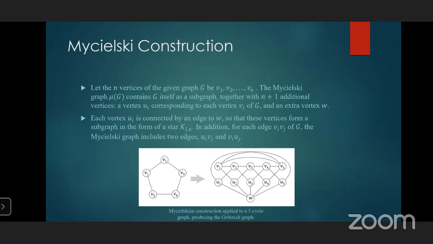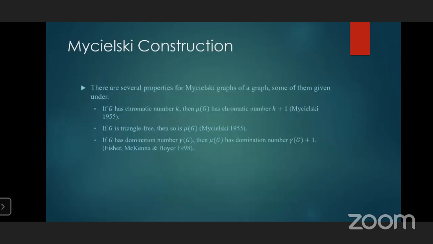Here you see the definition of the Mycielski construction, and the figure shows us the Mycielski construction for C5, which is a cycle with 5 vertices. You can see the Mycielski construction applied to it. There are several properties for Mycielski graphs of a graph, some of them given here. If G has chromatic number K, then mu G has chromatic number K plus 1. And if G is triangle-free, then so is mu G. This is Mycielski's finding, and after him, Fisher and McKenna-Boyer found that if G has domination number gamma G, then mu G has domination number gamma G plus 1.